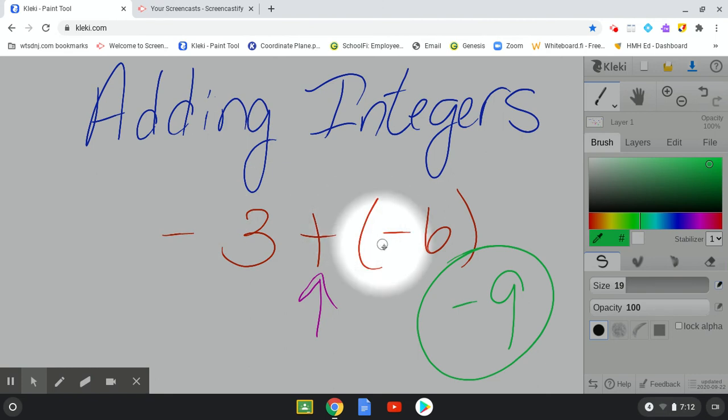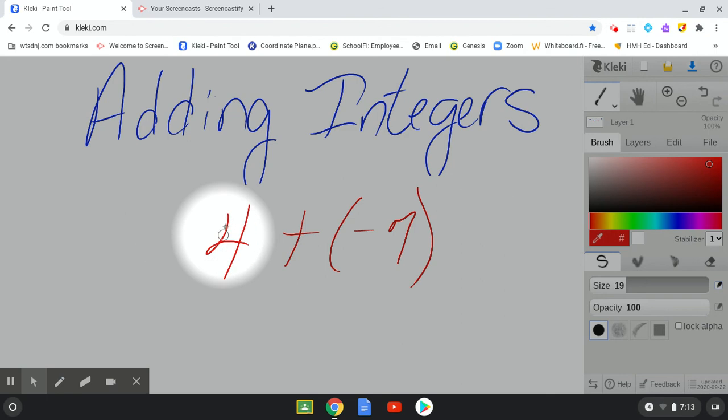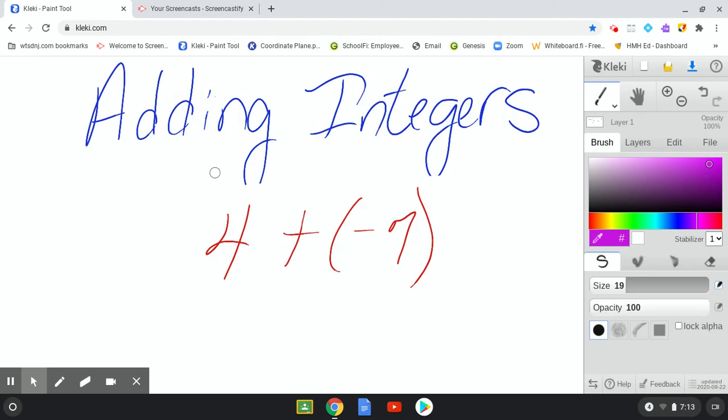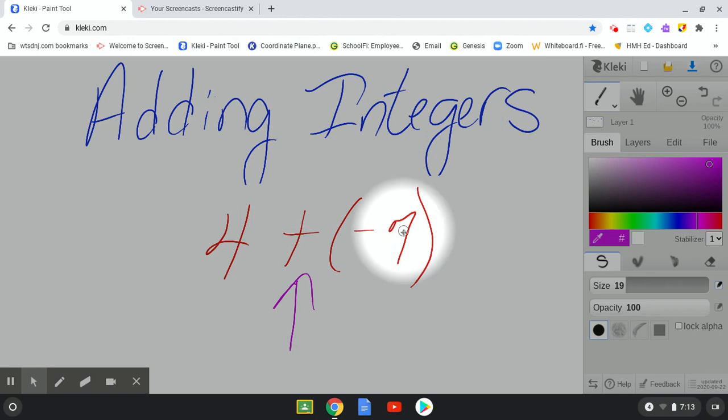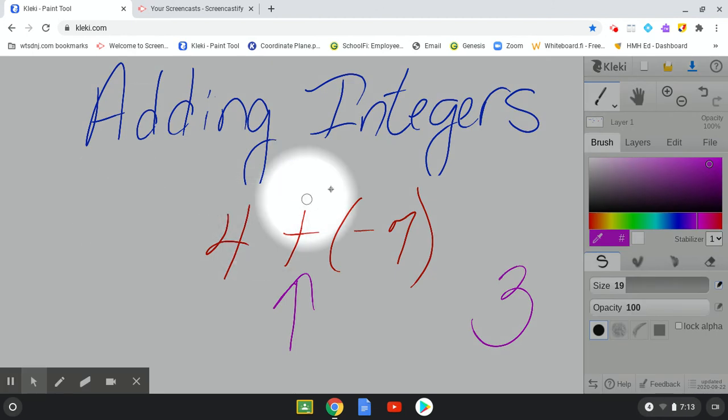So let's try if we have different signs. Okay, so I have 4 plus a negative 7. My signs are different. Even though I don't have a positive sign in front of the 4, that's a positive. So again, we are talking when we are adding. This is addition, so we have an addition sign in the middle. So now when our signs are different, the rule is to subtract the 2 and take the sign of the bigger number. So I'm going to subtract 7 and 4, and that would give me a 3. And I'm going to take the sign of the number that's bigger.